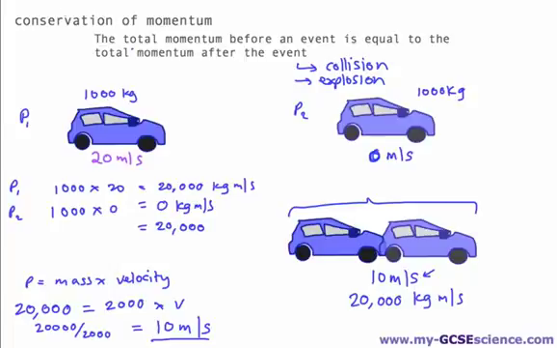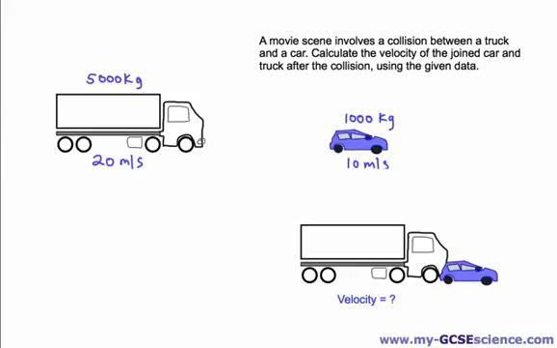Now, this could get a little bit more tricky if you have a scenario where the two masses aren't the same, but you work it out in exactly the same way. So this is just an example of a question. It says here, a movie scene involves a collision between a truck and a car. Calculate the velocity of the joined car and truck after the collision using the given data. So we've got a whole bunch of data here. We want to work out the velocity of the car and the truck as they move off after they have collided. So we use the same scenario, same way.